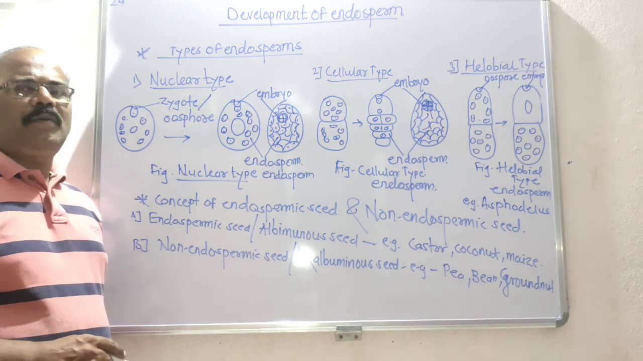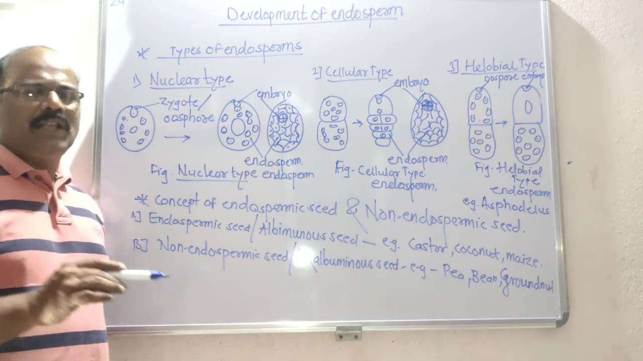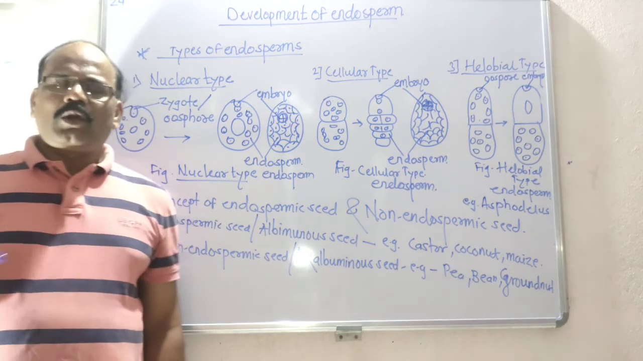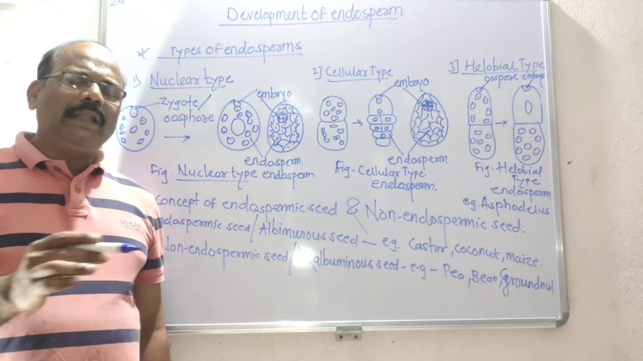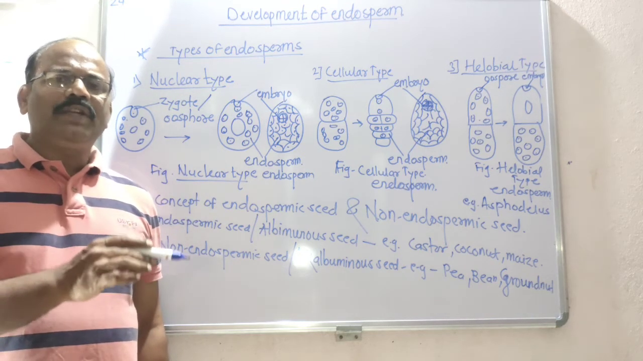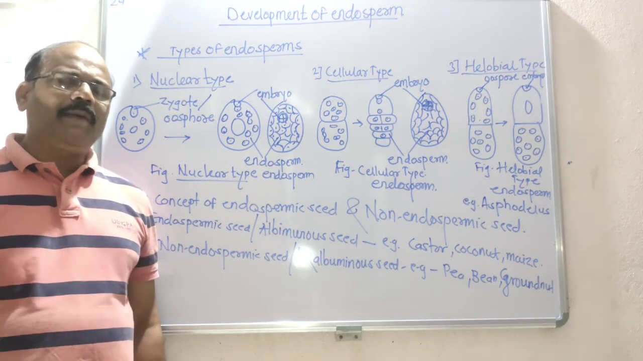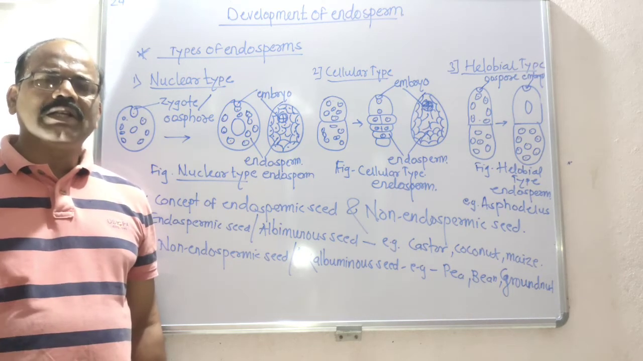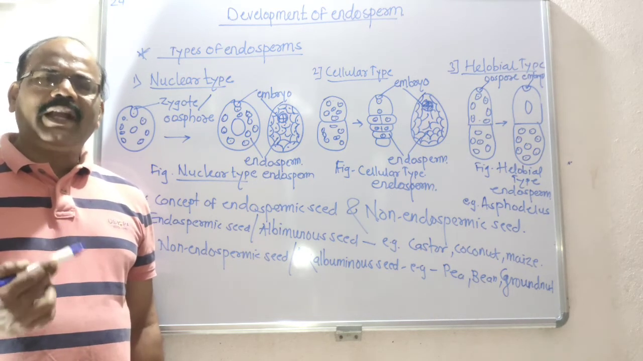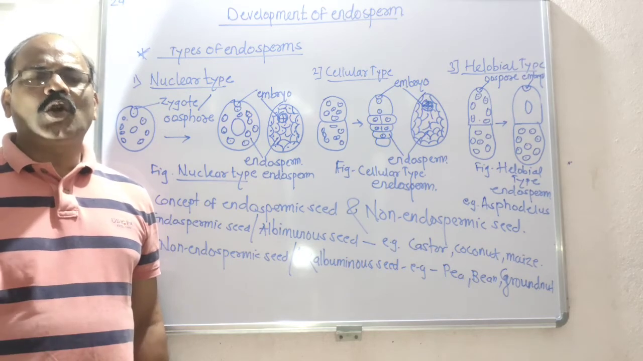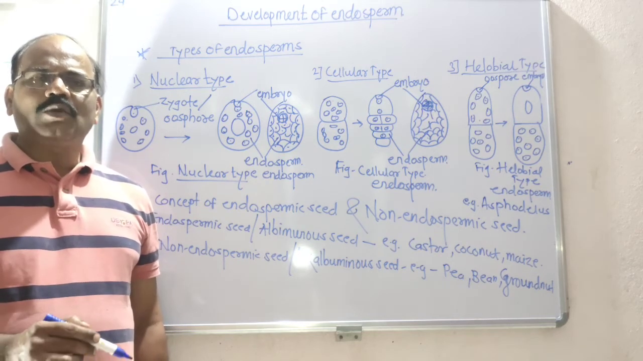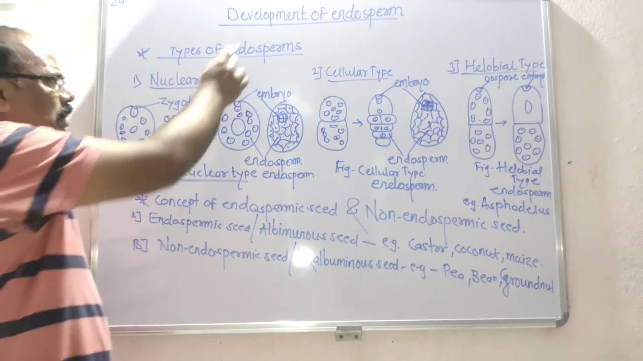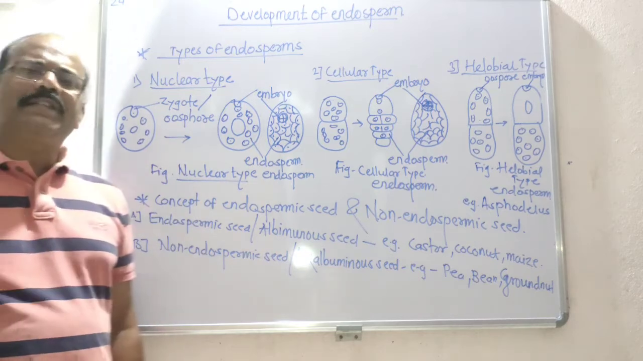In the process of double fertilization, one male gamete fuses with the egg to form the diploid zygote, and another male gamete fuses with the secondary nucleus to form the triploid endosperm nucleus. The triploid endosperm nucleus undergoes repeated mitotic division and forms nutritive tissue, which is called the endosperm. Today we learn how the development of endosperm takes place.